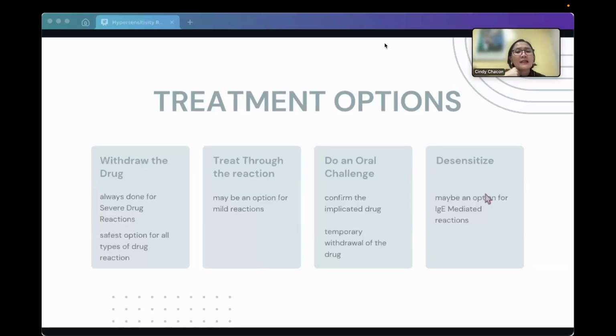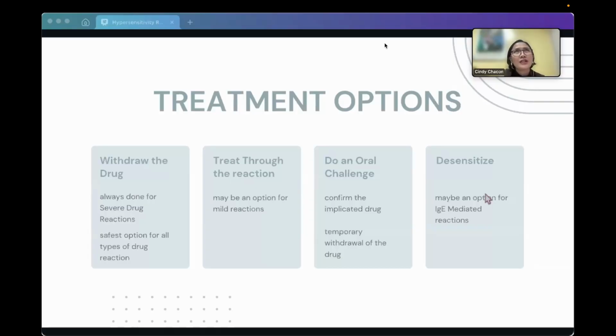Third is do an oral challenge. So you confirm the implicated drug. What we do here is we temporarily withdraw the drug, and when the lesions have resolved, we start reintroducing the drug and see if the drug was really actually the trigger. Usually, ito very useful sa anti-COX medications, lalo na if the presentation is urticaria. Di ba? So usually, pag may mga ganyang pasyente, we try to withhold the drug first, treat the urticaria. After the urticaria has been treated, we introduce the drug and see if the manifestations will recur.